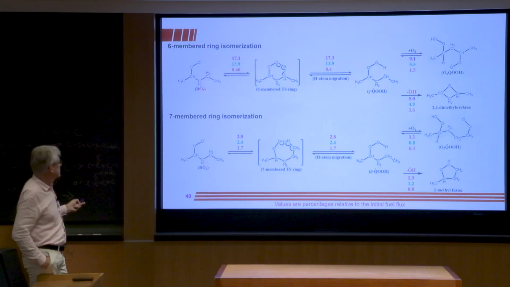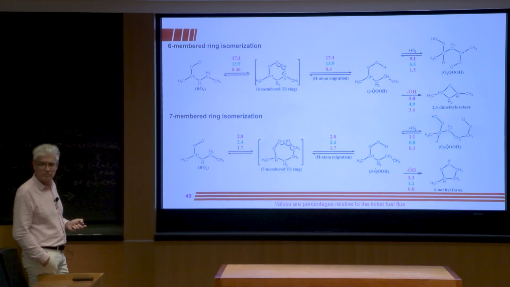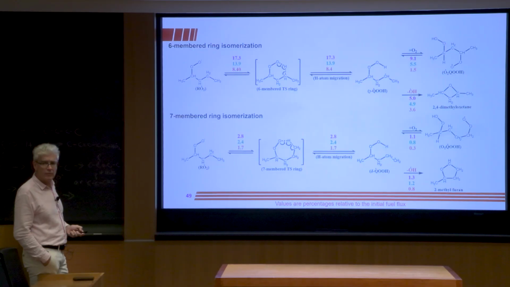If this proceeds through a 6-member transition state ring, right, we get this transition state, we get this species. And then that mostly goes on to give you a hydroperoxy alkyl radical, okay? But some of it, so 2/3 gives this hydroperoxy alkyl radical, but a third gives you a cyclic ether plus OH, okay? So again, most of this 6-membered ring, 2/3 of it, is giving you the O2QOH. And this is going to go on to give you chain branching, okay?